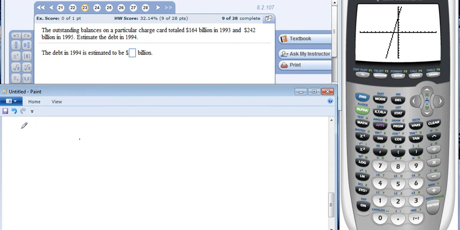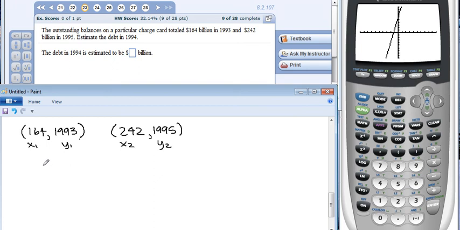So I'm going to say point 1 is 164, 1993. Okay, so this is my debt. This is my year. I could have gone the other way. Didn't really matter. And my other one is 242 in 1995. Okay, so here's my x1, y1. Here's my x2, y2. And I'm going to use my midpoint formula. I'm going to average out my debt. Then I'm going to average out my year.